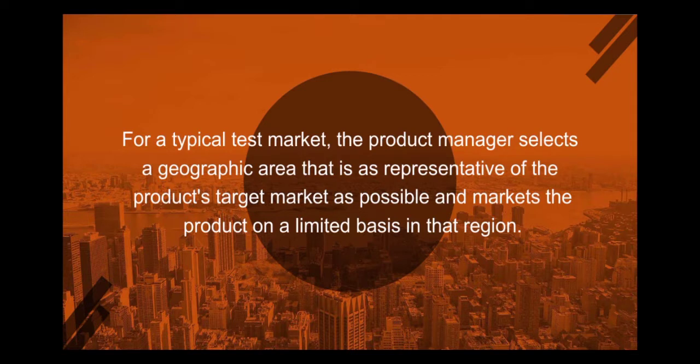For a typical test market, the product manager selects a geographic area that is as representative of the product's target market as possible and markets the product on a limited basis in the region. The key decisions to be made include how many test markets, which ones, and how long the test should run. Most companies select 2 or 3 test markets that provide good representation of their target customers. Good representation refers to assuring the critical demographic variables are dispersed in the target area in about the same proportion as exists in the total market area.